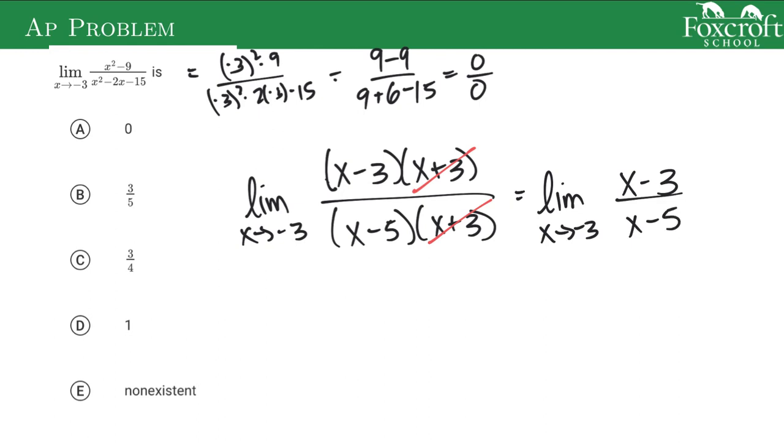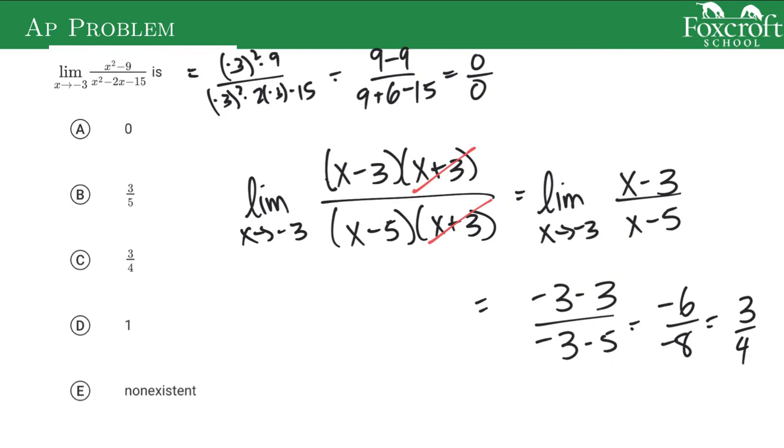And now I can just plug in -3. -6 over -8, which is +3 over 4. All right, so our final answer is C, 3 over 4. So again, figuring out our limits, we know all these properties now. With this one, you can simplify and get your answer.